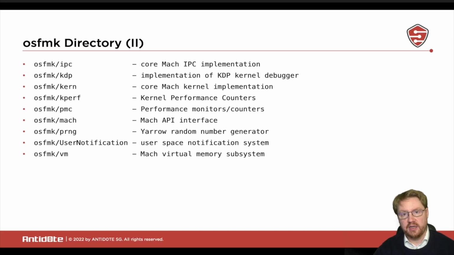You have the perf code for kernel performance counting. You have PMC for performance monitors and counters. You have the Mach directory, which defines all the Mach API interface. You have the kernel random number generator. You have some code for user space notifications and the virtual memory subsystem as part of Mach. Yeah, all of that is part of the Mach.